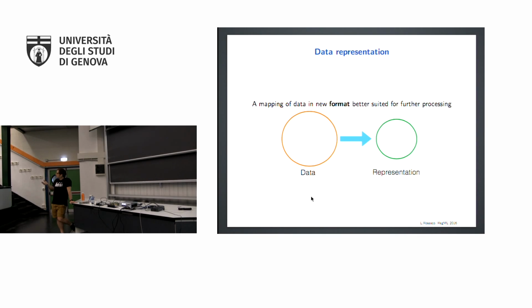So the data might come in a format that is really hard to process anyway. Also, the data might come in a format that is somewhat redundant and doesn't really highlight what's important in the data. So the whole idea of data representation is to put data in a new format that allows good processing, both from an optimization perspective and from a modeling perspective. So this is, of course, not the precise definition, it's just a rough intuition.